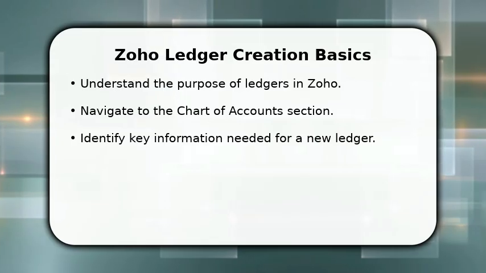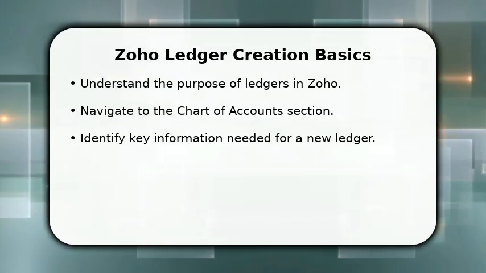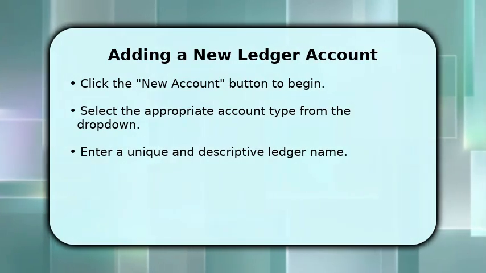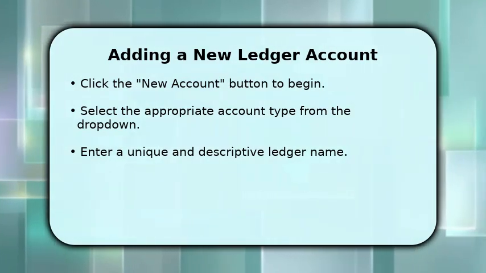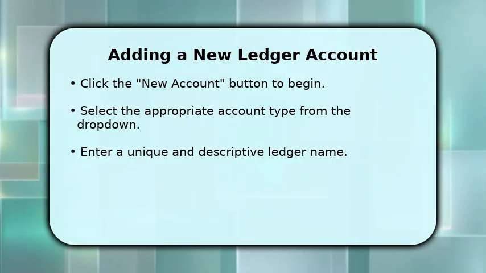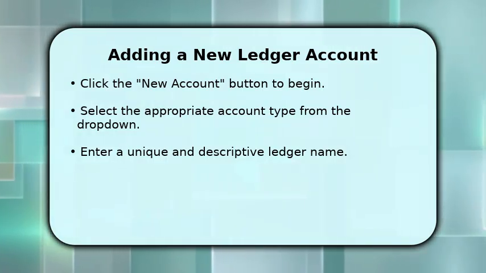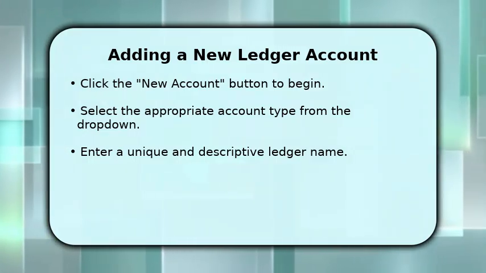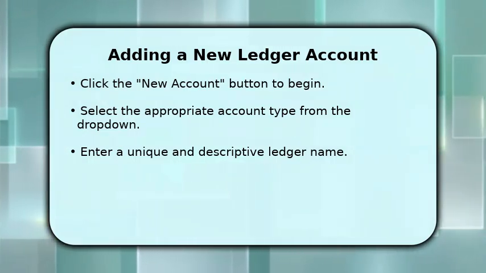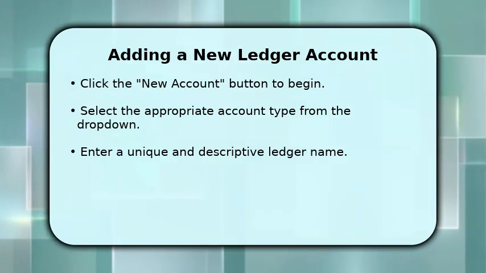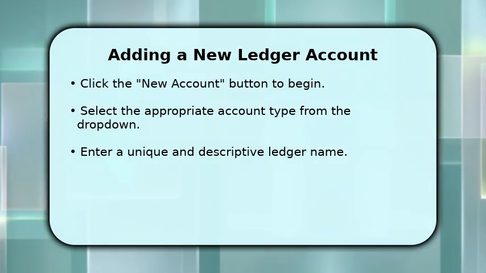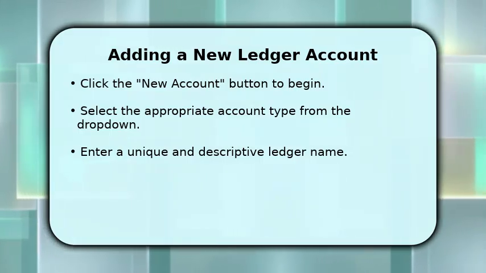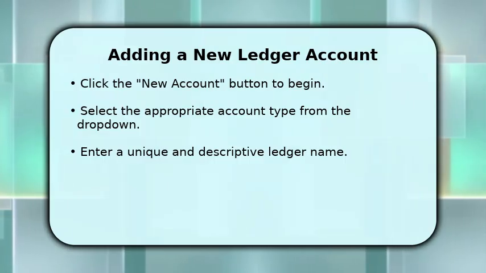You'll need to prepare some basic information like the ledger name and type before you start. Once in the chart of accounts, locate and click the New Account button. This action opens a form where you'll define your new ledger. It's crucial to select the correct account type from the drop-down menu, such as asset, liability, equity, income, or expense. Then, provide a unique and descriptive name for your ledger, ensuring it clearly represents its purpose for accurate record keeping.